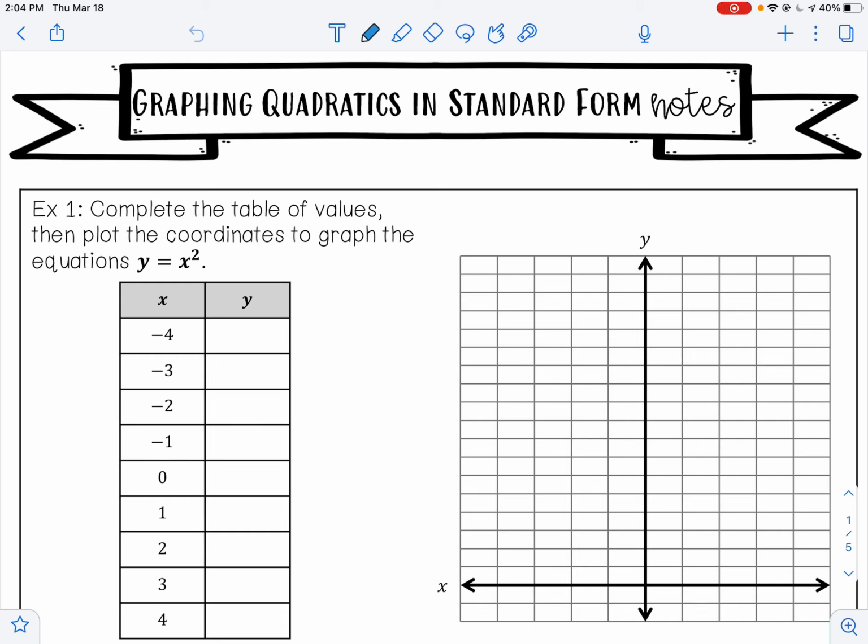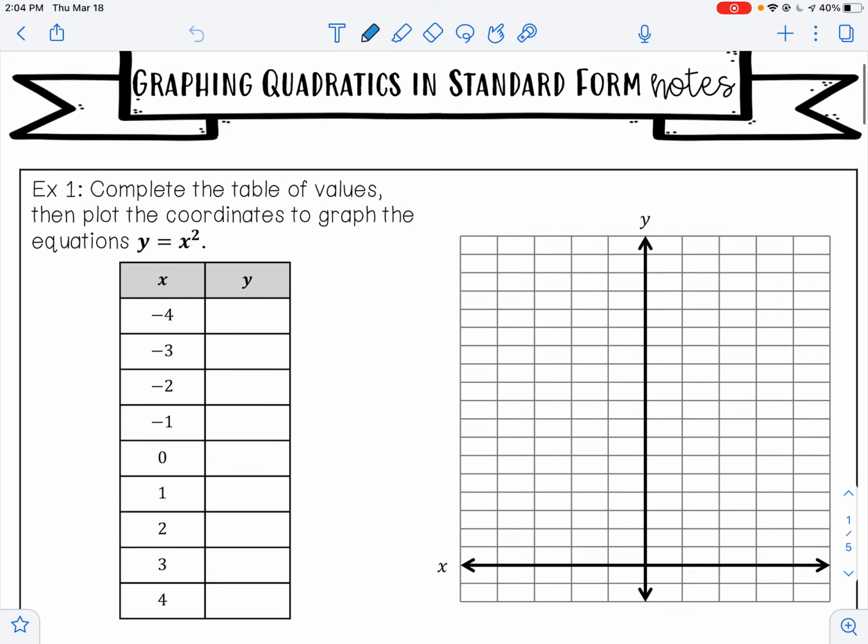Hello everyone. Today we're going to be graphing quadratics in standard form. So if we look at this first example, it says complete the table of values, then plot the coordinates to the graph of the equation y equals x squared.